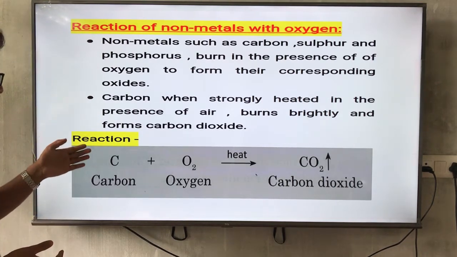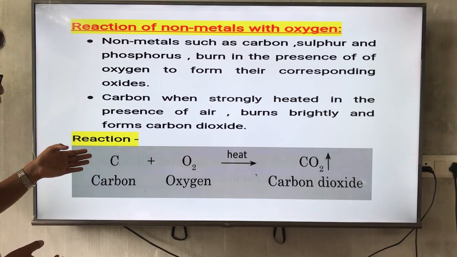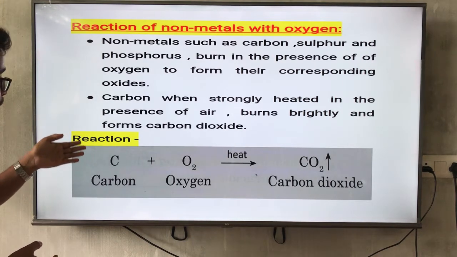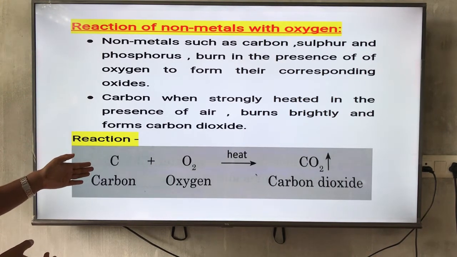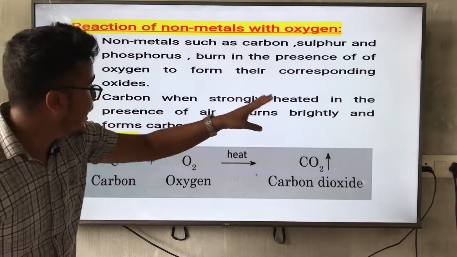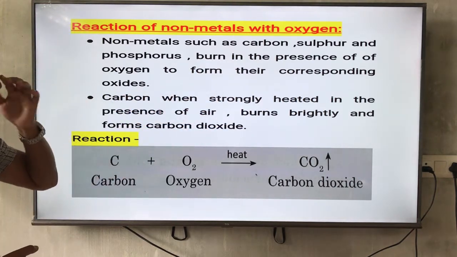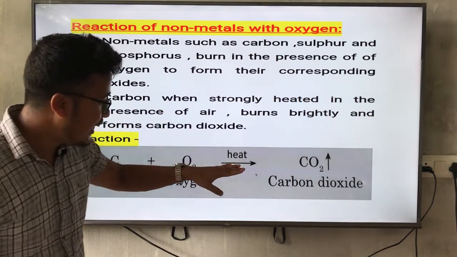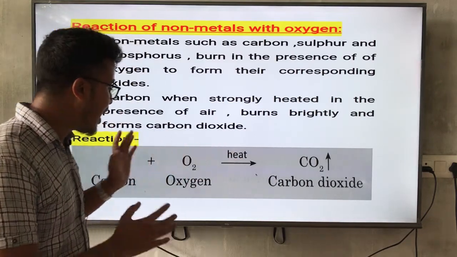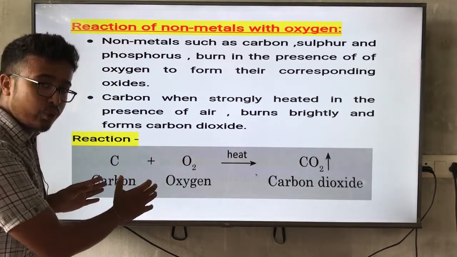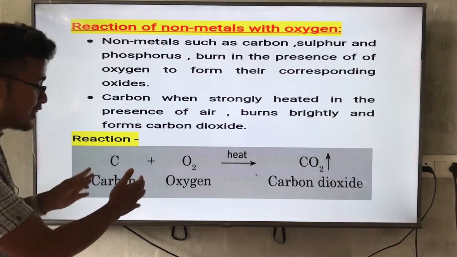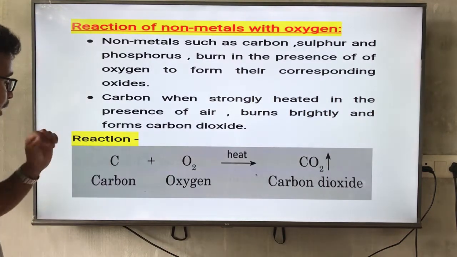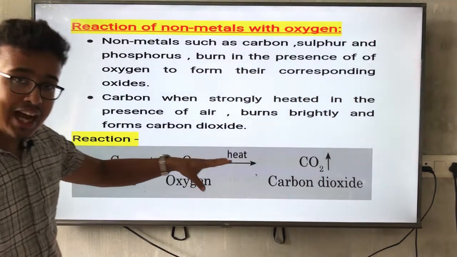Okay, so here is the reaction. Now we will understand these terms with the help of the reaction. Here it is carbon, when strongly heated in the presence of air, it burns brightly and forms carbon dioxide. That means the carbon and oxygen are the reactants, and on the right-hand side carbon dioxide is called the product.